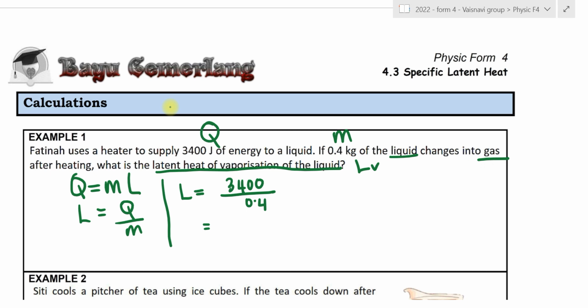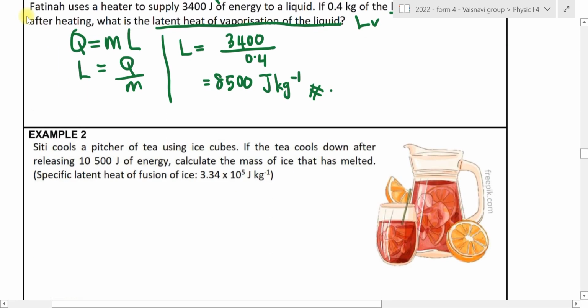8,500 joule per kg to the power of negative 1. Per kg. Very good. Okay, next one.